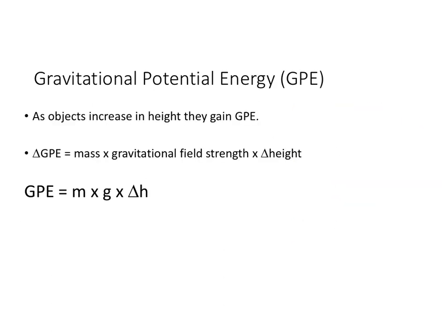Okay, so the final part we're looking at today is gravitational potential energy, or GPE. As objects increase their height, they gain GPE. It takes energy to go uphill. You've got to push a ball or carry a ball up to the top of a ramp before you can let go of it, or climb a ladder to get up to the top of a slide. So you're using energy. That energy is then stored at the top, at the highest height.